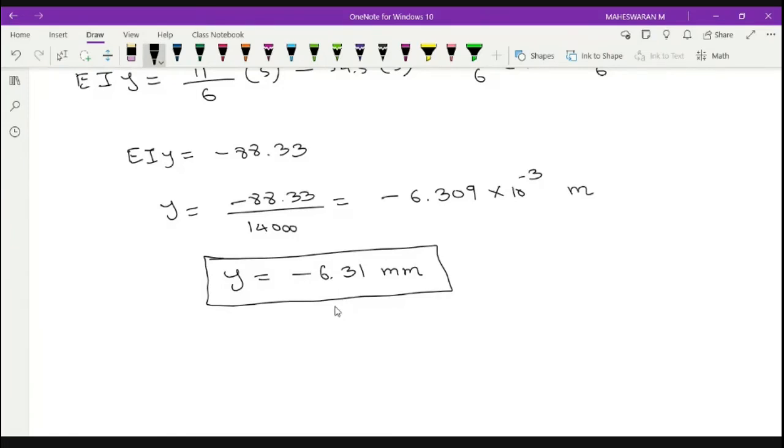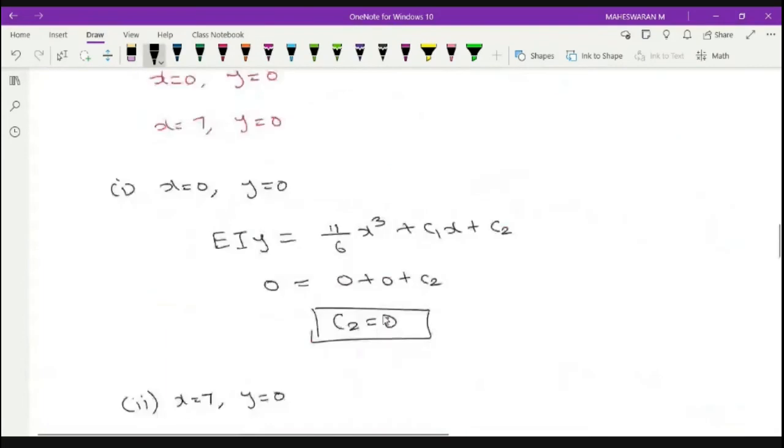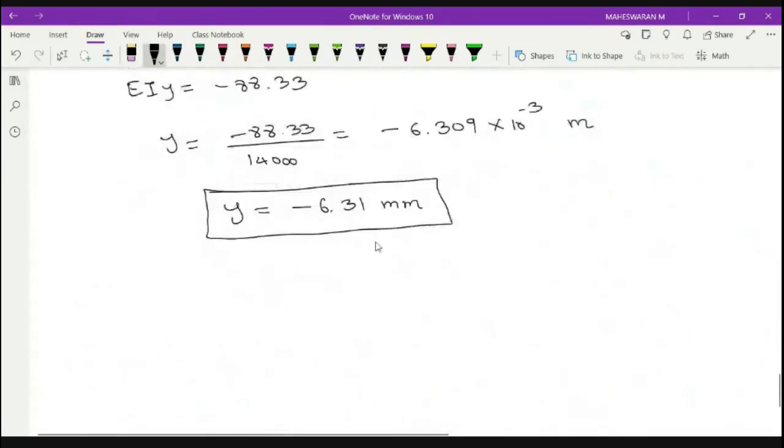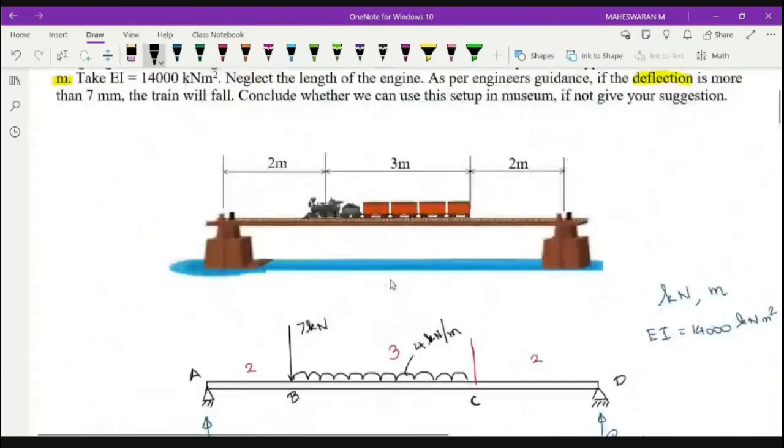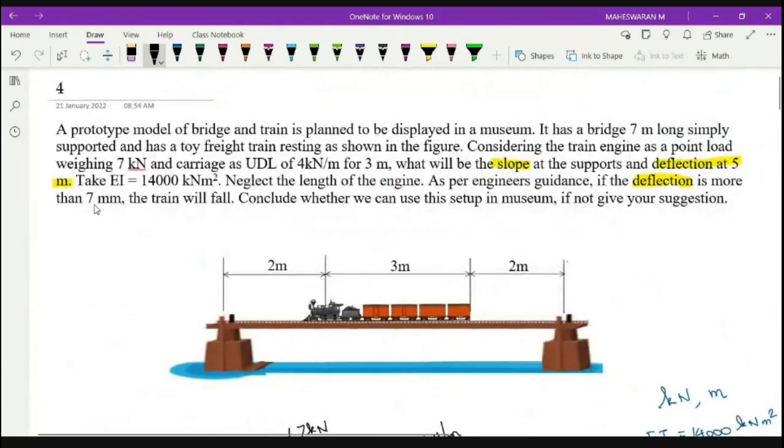Okay, so in this problem, if it is more than 7, okay, if it is more than 7.1 or something like that, automatically you no need to identify the maximum deflection. Directly you can conclude that your train will fall, and you can give some suggestions regarding that. But now the answer is 6.7, so still we have to check it out. So this is the location, this is what you are getting at this location.